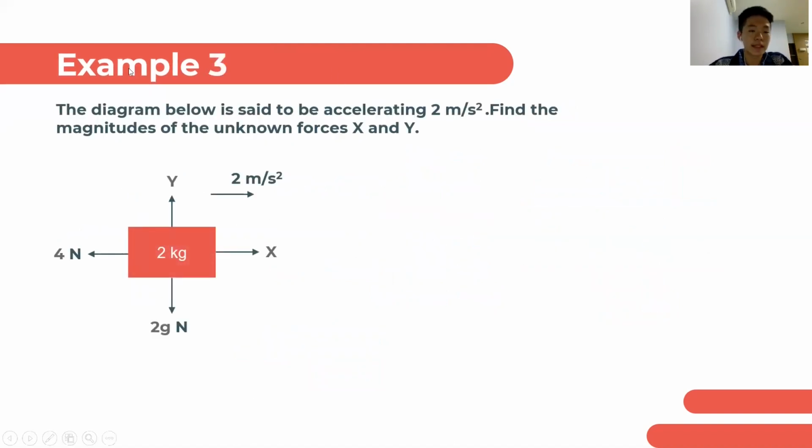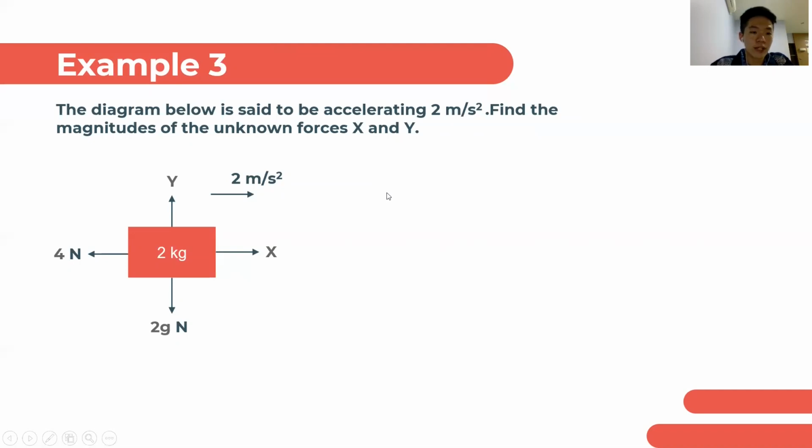So now for example number 3. The diagram below is said to be accelerating 2 meters per second squared. Find the magnitudes of the unknown forces x and y. So because this has already acceleration, we follow the second law of motion. So in the x-axis, it is moving at an acceleration of 2 meters per second squared, while in the y-axis, it doesn't move. So in the y-axis, we follow the first law of motion or law of inertia.